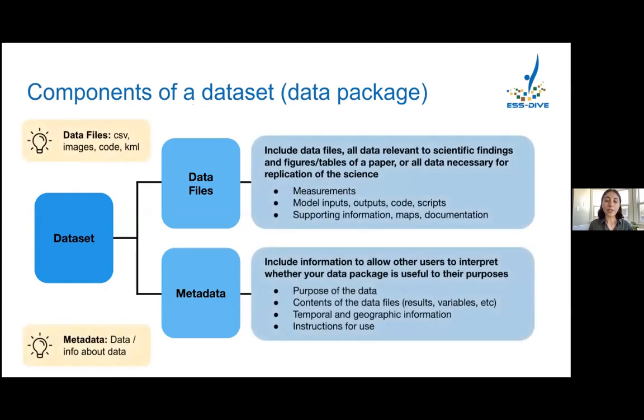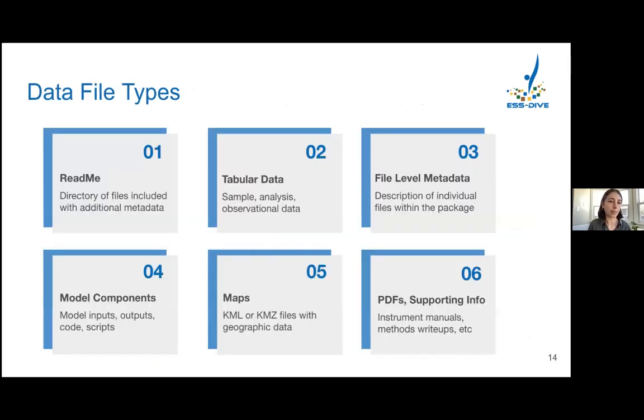Great. So there are two core components of a data set. If you're publishing a data set that's associated with a paper, the data files should include all data relevant to the scientific findings and the figures and tables in the paper. And all data files that are necessary for the replication of these findings should be included, even if not associated with a paper. And next, the metadata supports the reuse of your data by providing users with all information necessary to understand and interpret the data, which we covered a little bit earlier. So we can move on.